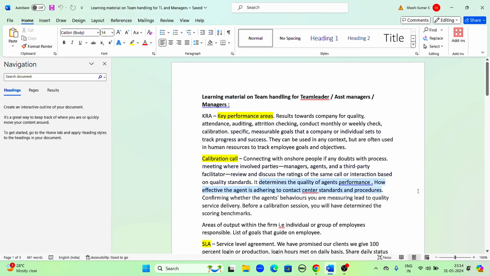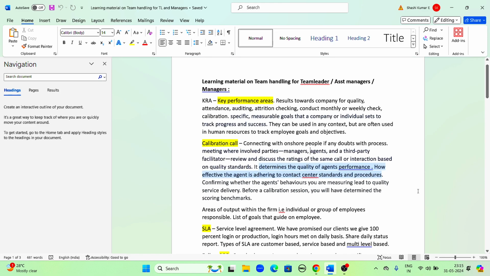Hello everyone. In this video, I'm going to explain important information for a team leader or assistant manager. It's for people who are into team handling activities, not an IC role. IC role is completely different, but even still, they might have a certain set of responsibilities. I hope my screen is visible.